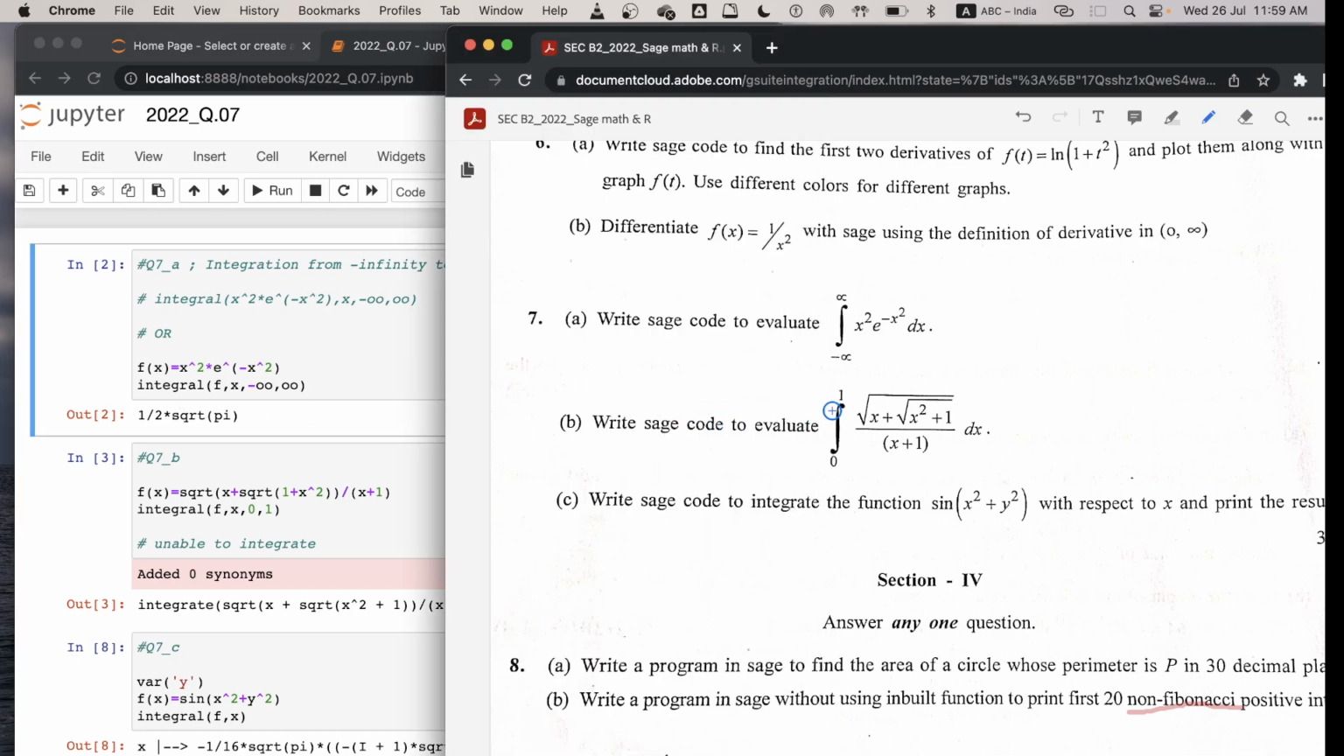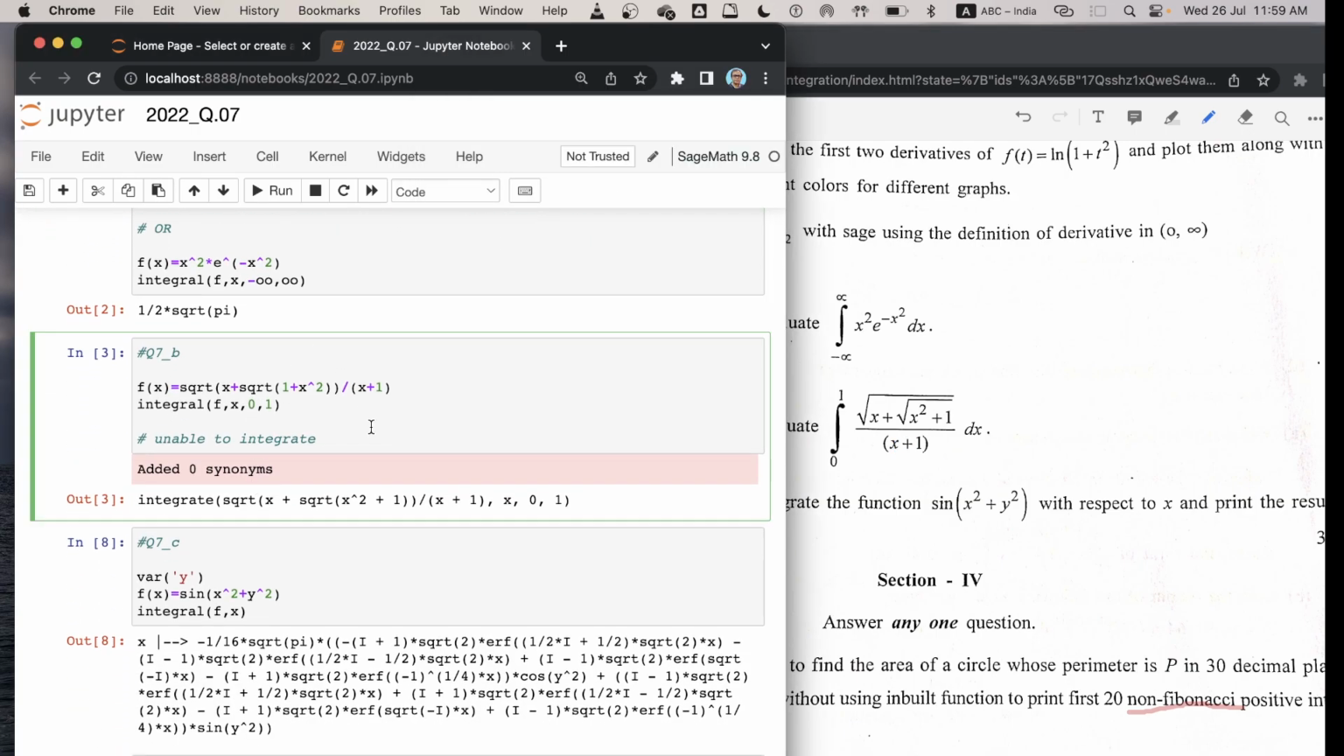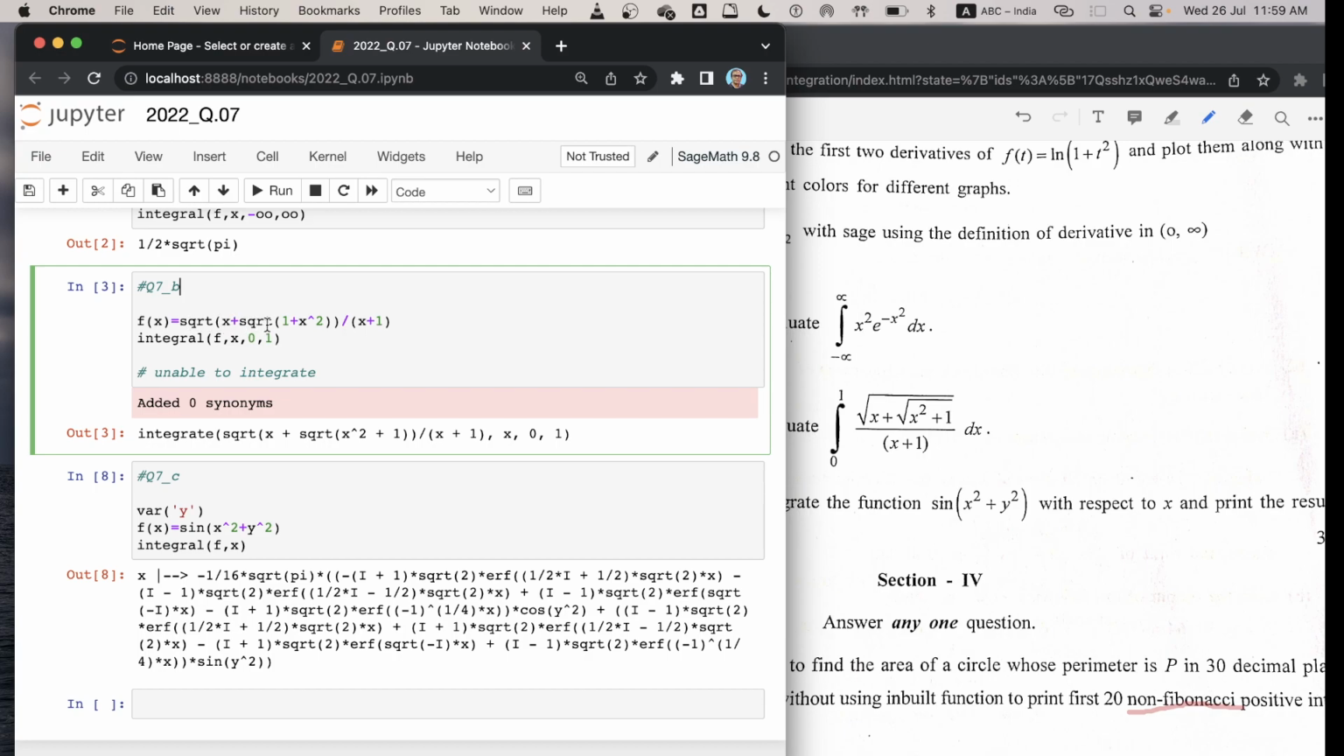And next, question b. Write the Sage code for the definite integral from 0 to 1 of the square root of x plus root over x square plus 1, whole divided by x plus 1, dx. Question 7b. f(x) equals square root of x plus square root of 1 plus x square, whole divided by x plus 1. Integral of f comma x with respect to x within limit 0 comma 1. This is the output. We are unable to integrate, and so there is no result here. Actually, it cannot integrate the square root of x plus square root of x square plus 1, whole divided by x plus 1.